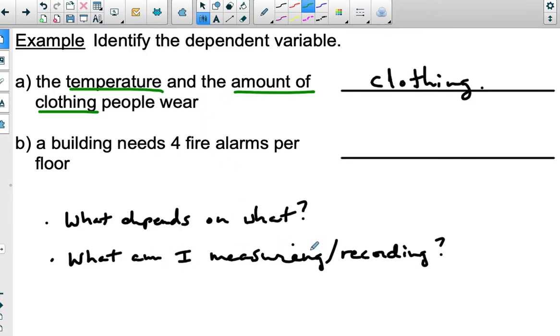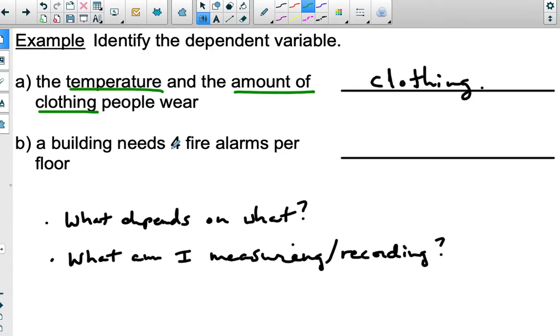Now, what am I measuring? In this case, you might say, well, we're measuring temperature, Mr. Mitchell, but we're not really measuring temperature. We might be recording that, but that's not the focus of this study. The way that this question is worded, the focus here is clothing. We want to know if clothing is dependent on something.